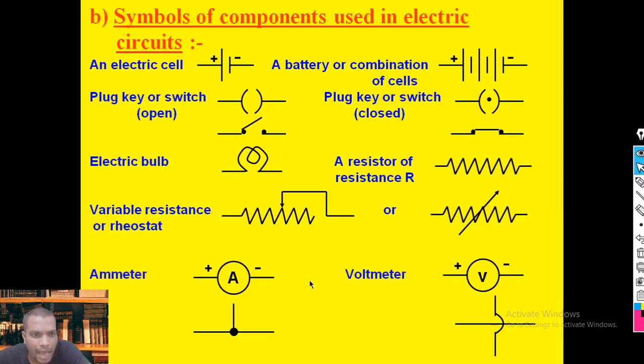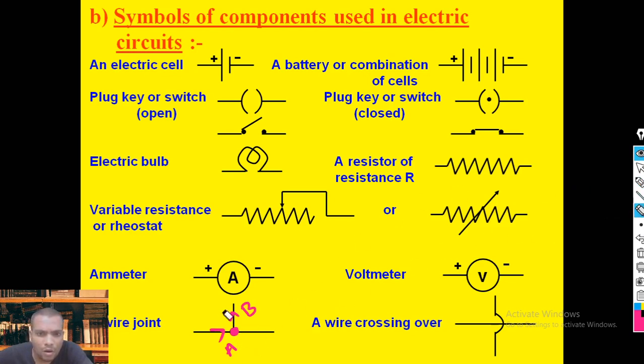And next one, the ammeter, represented with a capital A with polarities plus and minus, and the voltmeter, also represented with a capital V with polarities. Polarities means signs, positive terminal and negative terminal. And finally, a wire with a joint. At a joint, we represent it with a big dot at the junction. Here one wire I can call A, and another wire I can call B. So A and B are joined at this junction, represented with a dot.